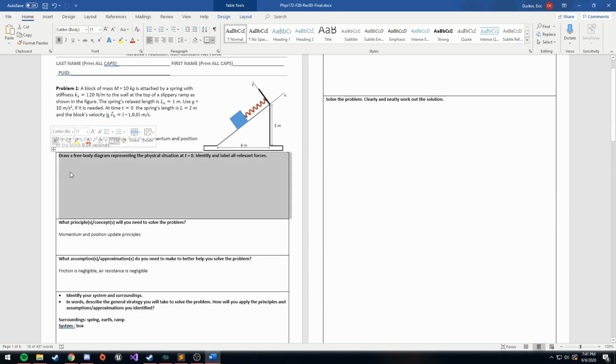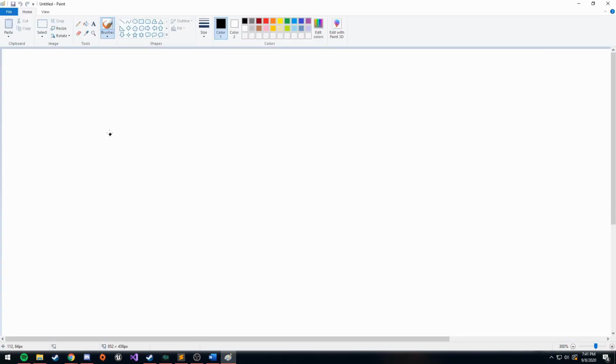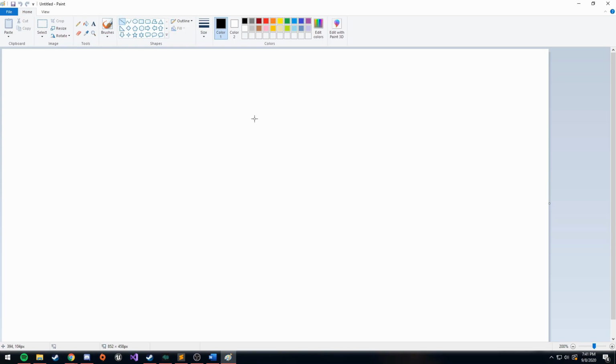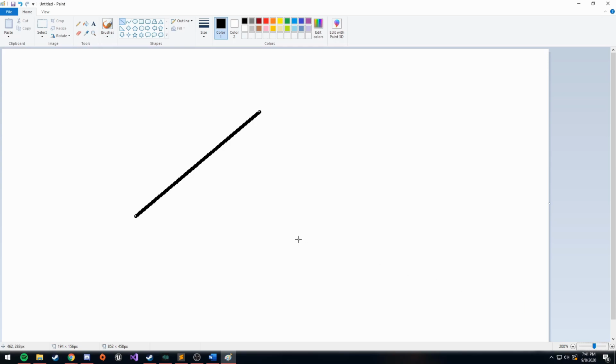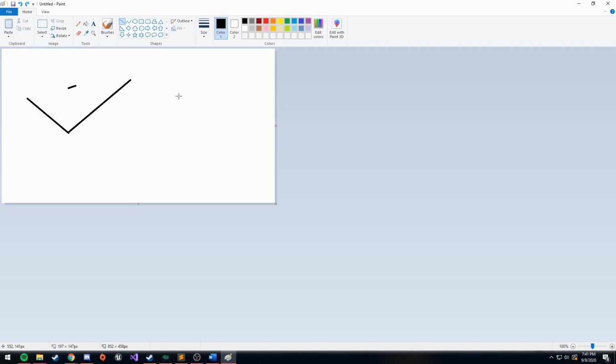Actually, I think you're right with that one. I think it is cosine 50. All right, pulling up my favorite paint. We'll just draw a box. There's a box shape in the shapes.